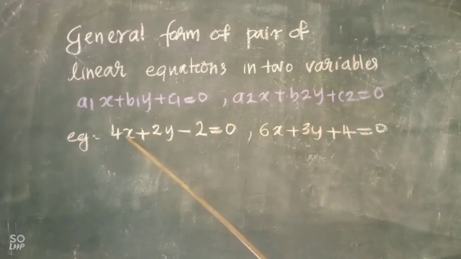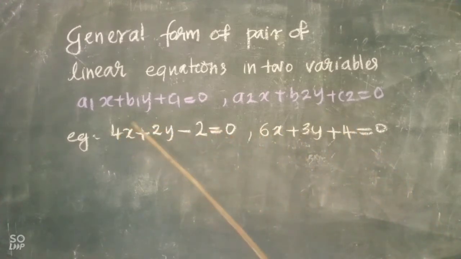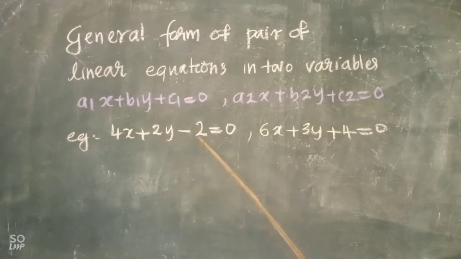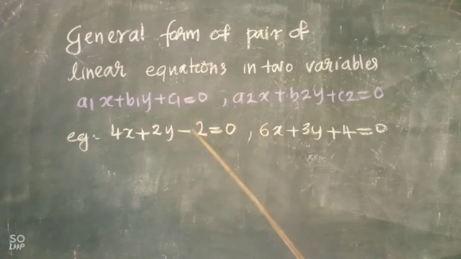For example, 4x plus 2y minus 2 equal to 0, 6x plus 3y plus 4 equal to 0. Here the variables are x and y. 4, 2 and minus 2 are the real numbers in first equation. You can use negative numbers also because we have said a1, b1, c1 are the real numbers. Real numbers including all types of numbers. In the second equation, 6, 3 and 4 are the real numbers.